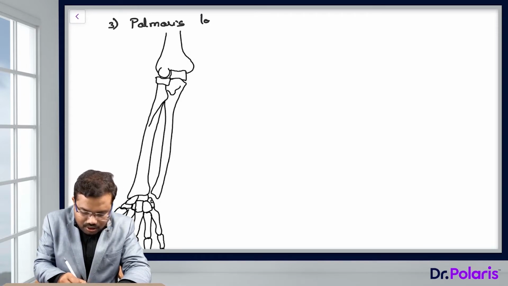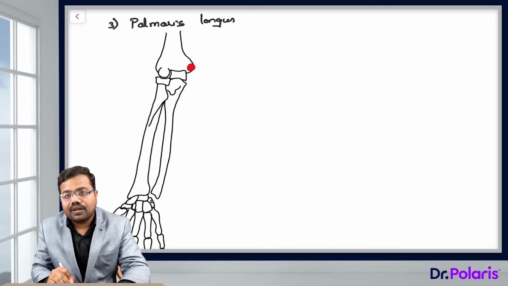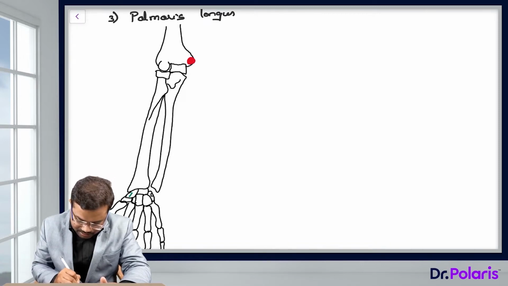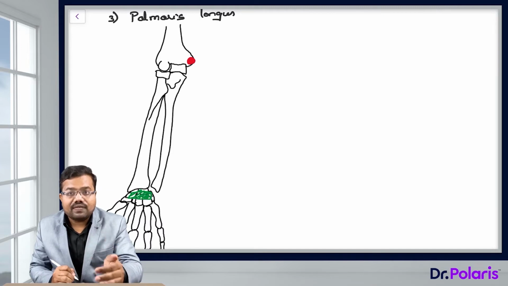Palmaris longus. This one also has the same origin, that is the medial epicondyle of the humerus. From there, it will be going down superficial to the flexor retinaculum. The flexor retinaculum is somewhere here, and superficial to it, the tendon will be passing. Please remember. And what is this flexor retinaculum? We will be discussing it in the initial parts of the hand.